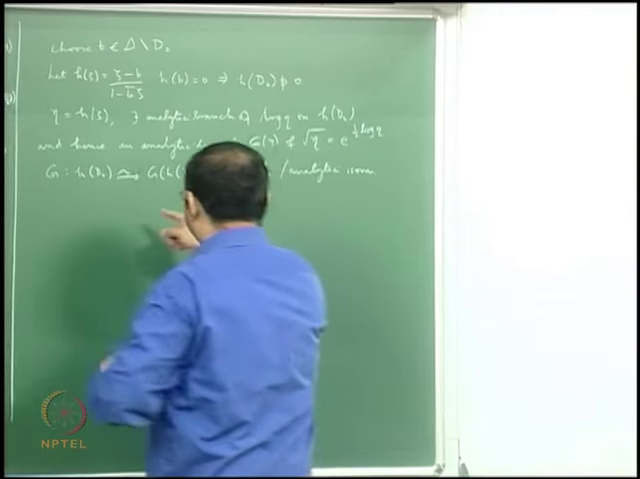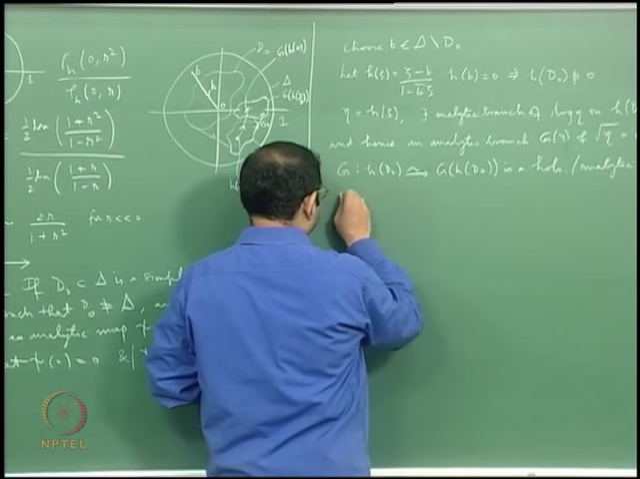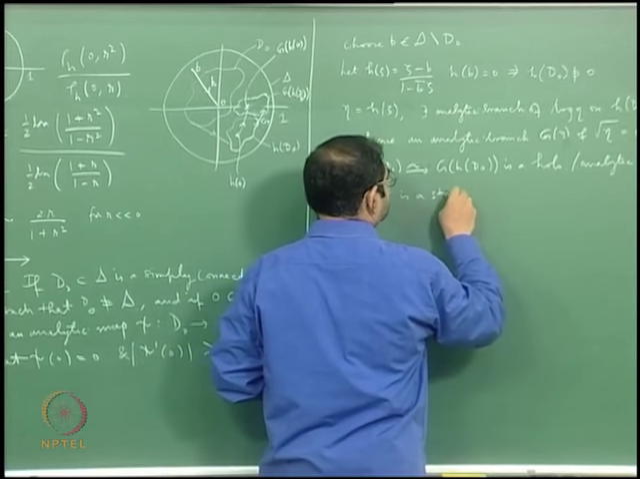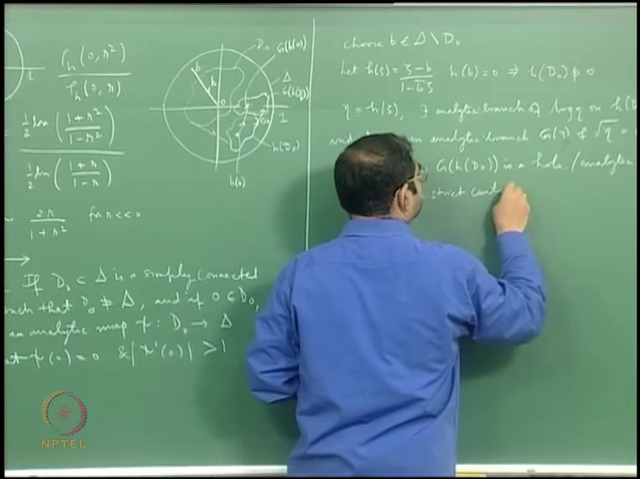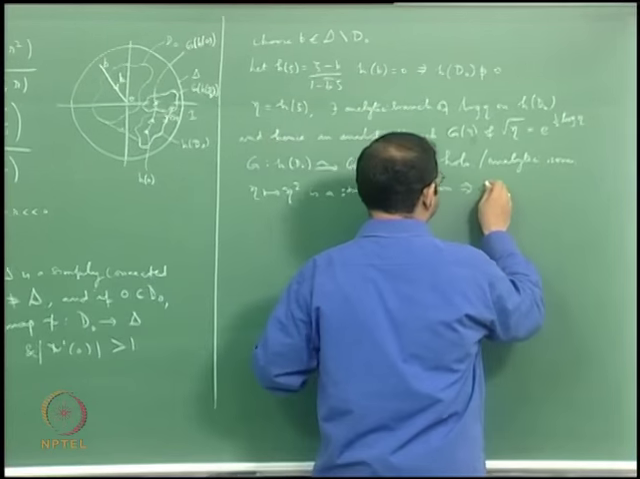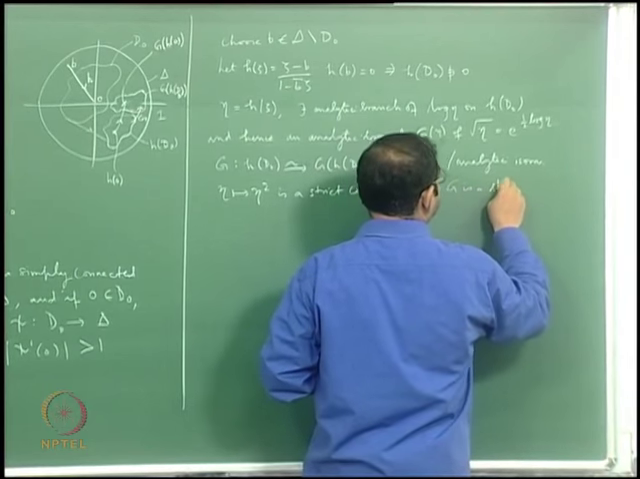So, eta going to eta squared is a strict contraction, which implies that g is a strict expansion.